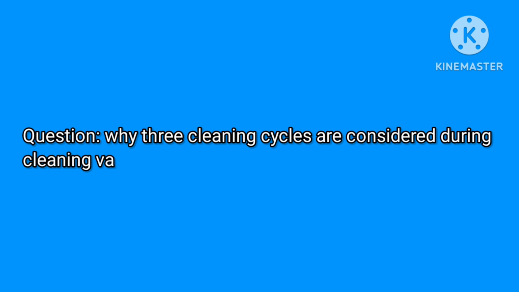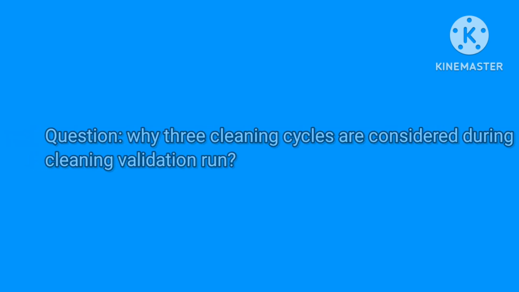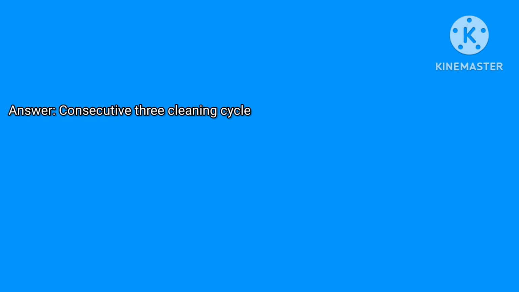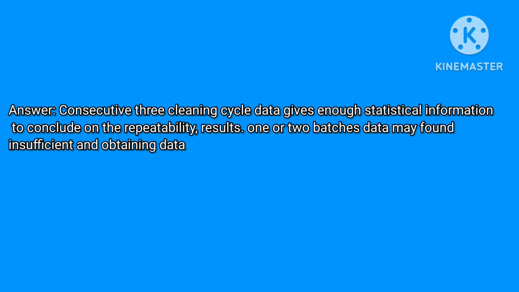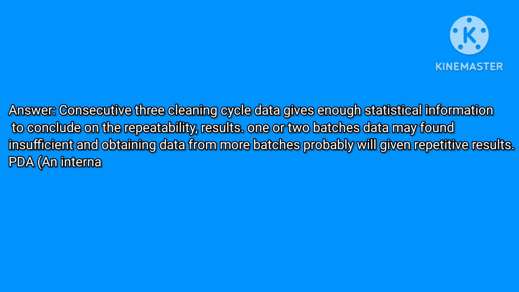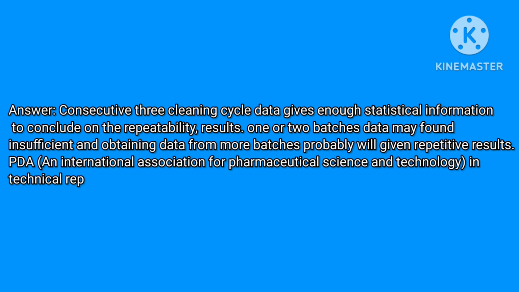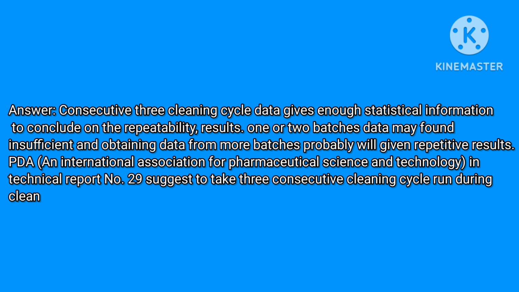Next question: why are 3 cleaning cycles considered for cleaning validation? Consecutive 3 cleaning cycle data give enough information to conclude on repeatability of results. One or 2 batches of data may be found insufficient, while data from more batches has a higher probability of giving repeated results. As per PDA Technical Report 29, 3 consecutive batch cycle runs are suggested.